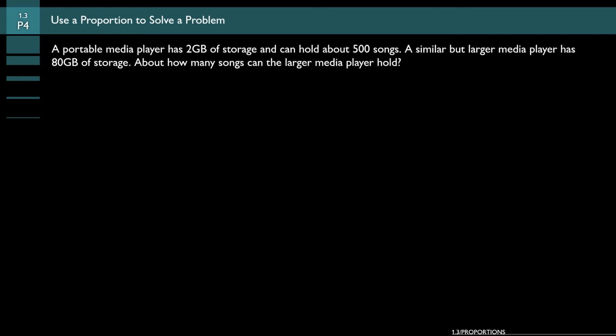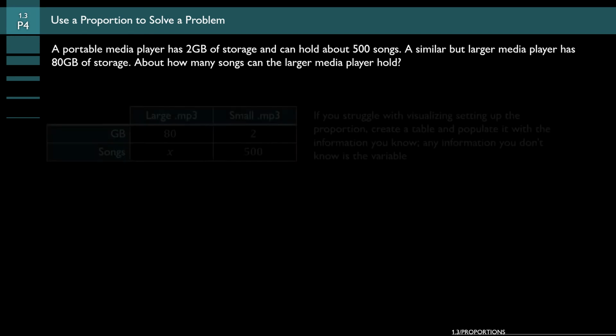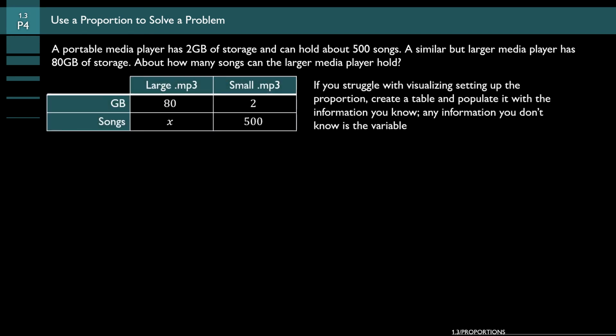Now what you want to do is set up a proportion, but if you have trouble visualizing the proportion on your own, what you can do is create a table. And what I've done is I've organized my columns as the large MP3 player and the small MP3 player. I've organized my rows as the number of gigabytes that the media player has, and then also the number of songs that the media player can hold.